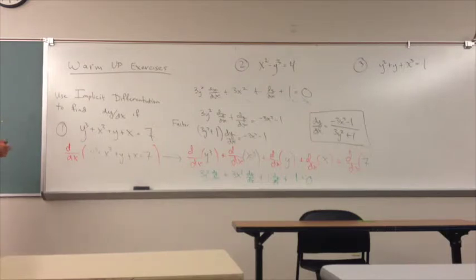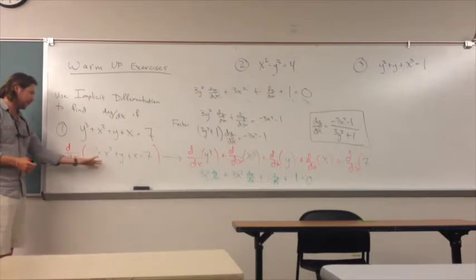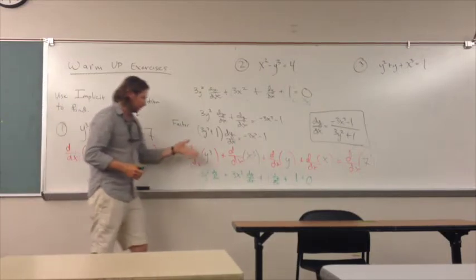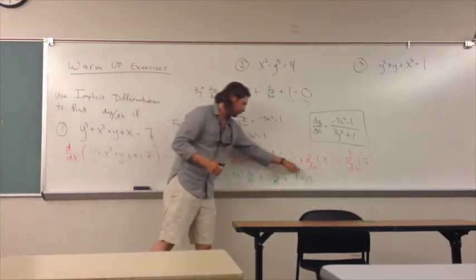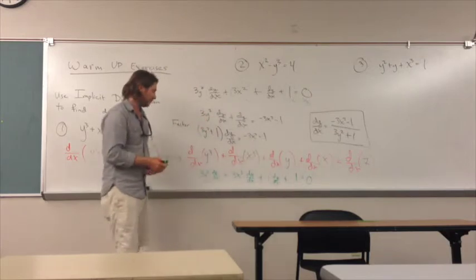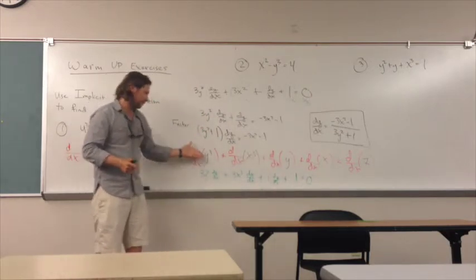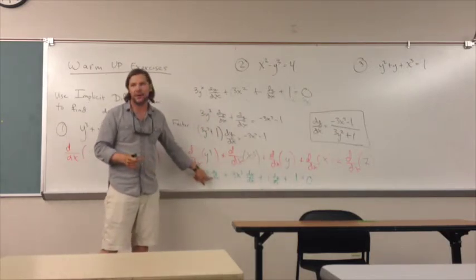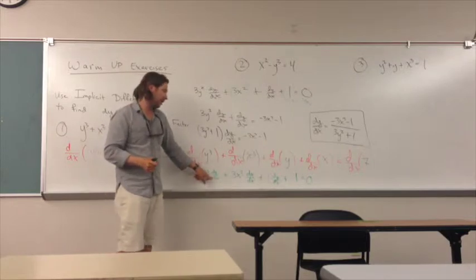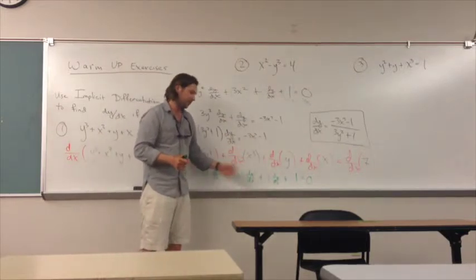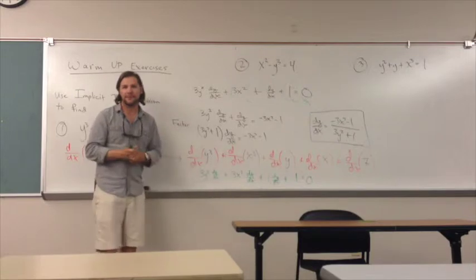So as a recap, feed the whole equation into dy dx, but then again, you can just do each term by itself, if that's easier for you to digest. And you've got to remember that if you're taking the derivative of y, you need to tack on dy dx. If you're taking the derivative of an x, you just write the derivative, 3x squared. Okay?